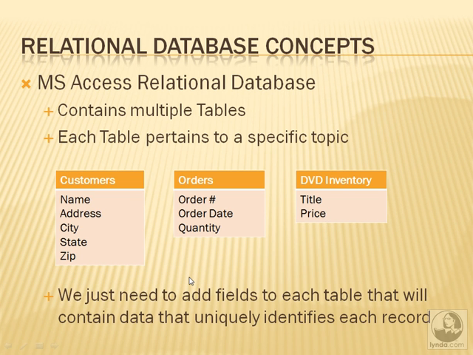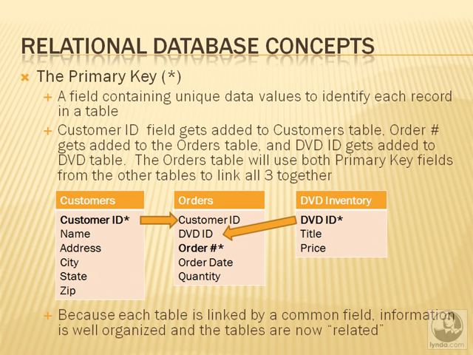All we need to do now is simply add some fields to each of these tables that will contain data that uniquely identifies each record. And when we talk about a unique identifier, we're talking about the primary key field. Now, the primary key is a field containing unique data values to identify each record in a table.